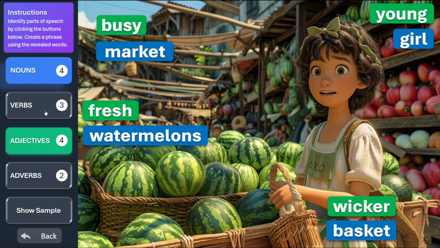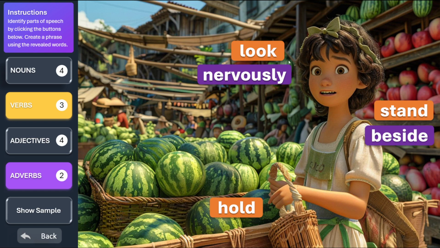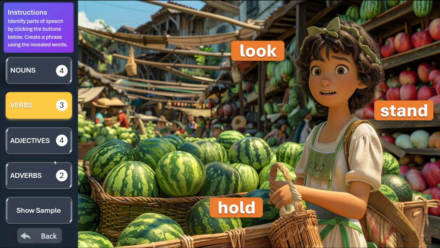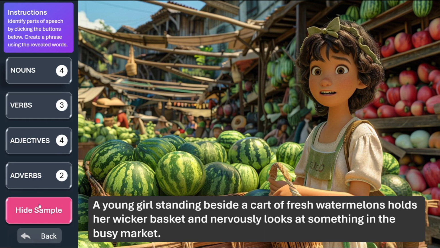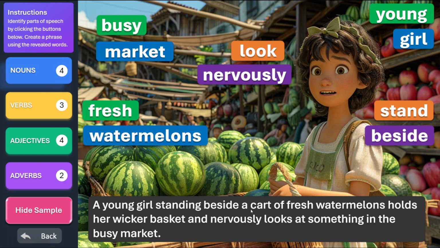We could also do that for the verbs. We could use adverbs to describe the verbs. So we have look, stand, and hold. And I could say she's looking nervously, or she's standing beside the watermelons. I might say she's holding the basket tightly. And then we could put it all together. And I can say there's a young girl standing beside a cart of fresh watermelons, holding her wicker basket, and nervously looking at something in the busy market.